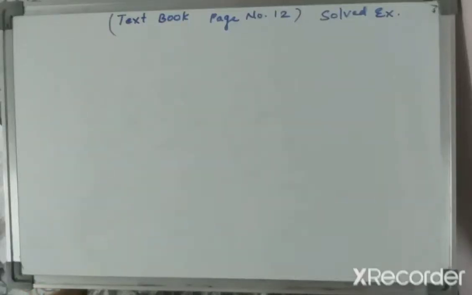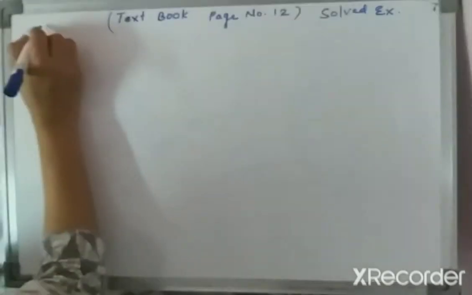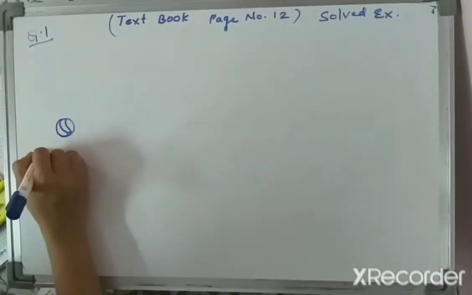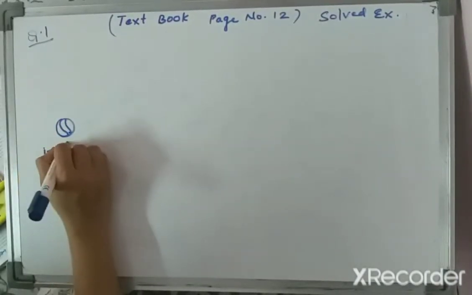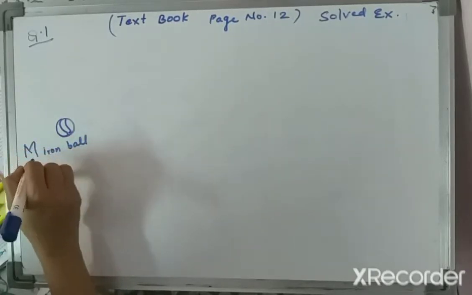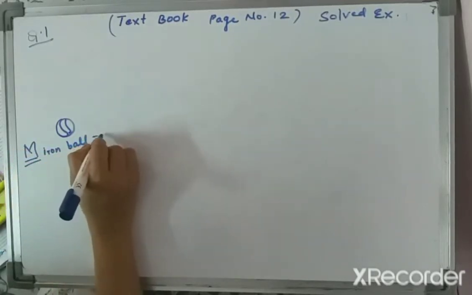Textbook page number 12, solved examples. Question number 1. In this question, an iron ball of mass 3 kilogram. Let this be an iron ball. Mass of the iron ball is 3 kilogram.